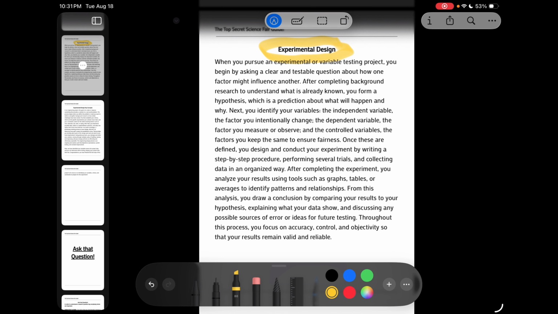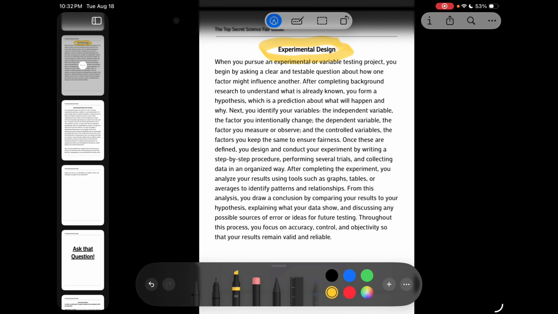When you pursue an experimental or variable testing project, you begin by asking a clear and testable question about how one factor might influence another. So we have our topics, and we kind of have a clear and testable question, but today what we're going to get to is about how one factor might influence another. So after completing some background research to understand what is already known, like we did at the last meeting and in our Google Doc, you form a hypothesis, which is a prediction about what will happen and why.